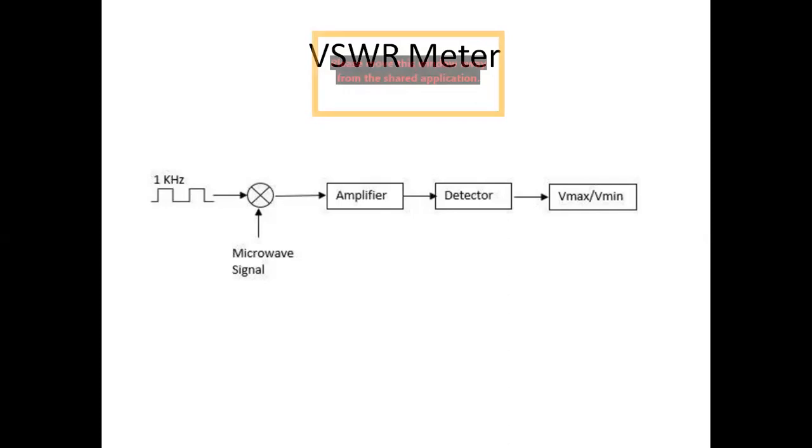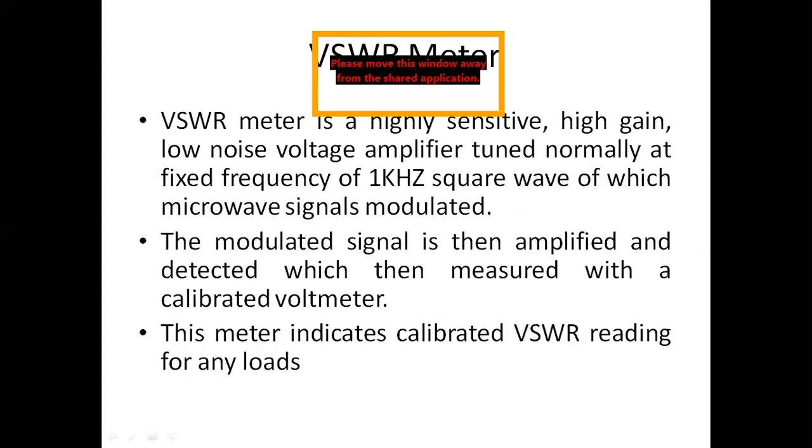A 1 kilohertz wave is generated and the microwave signal gets multiplied with that circuit, and then it's amplified. This circuit is similar to that of modulation, and that modulated wave is transmitted through the waveguide and is detected by the detector. The detector will detect the maximum voltage and minimum voltage. So we know that VSWR is the ratio of maximum voltage and minimum voltage. So by knowing the values of Vmax and Vmin, we can easily measure the VSWR values.